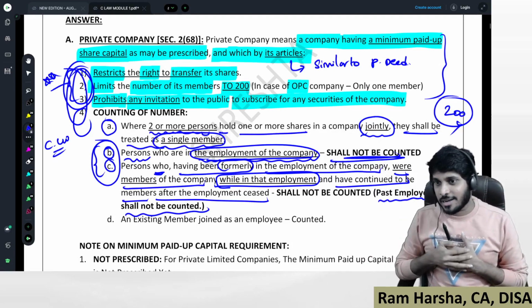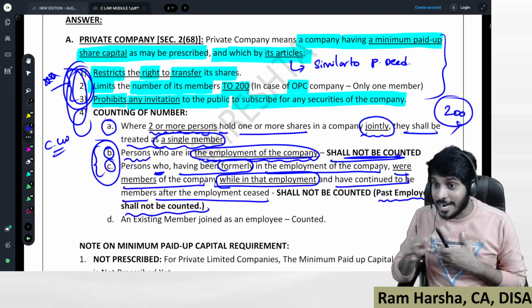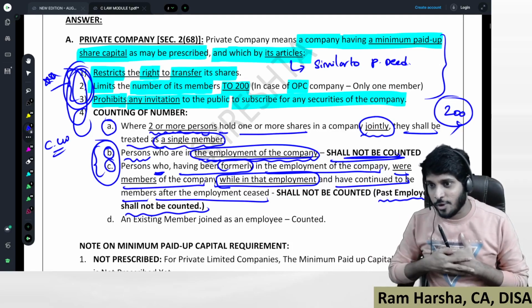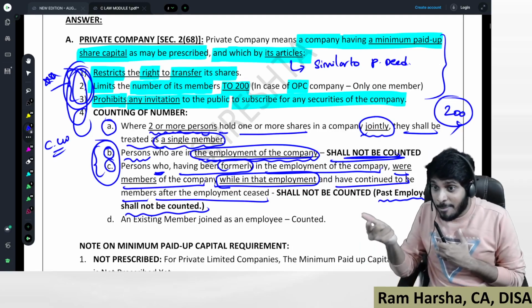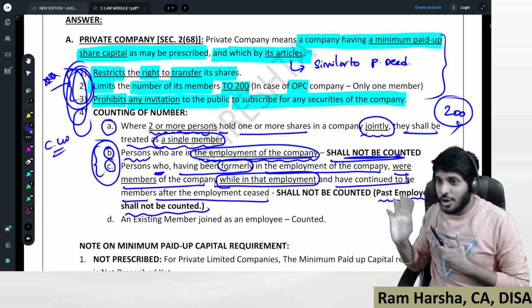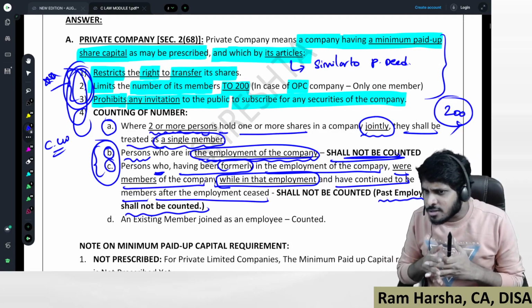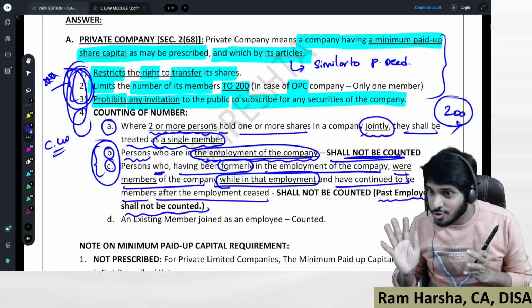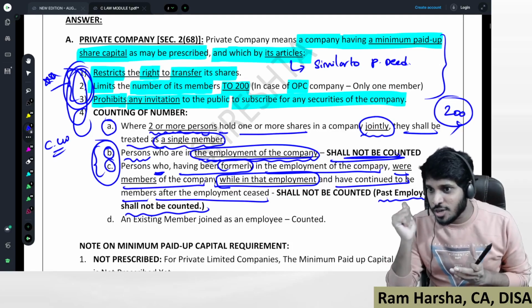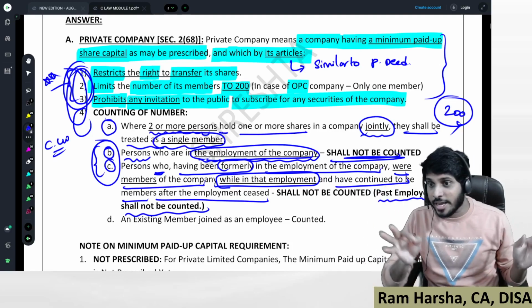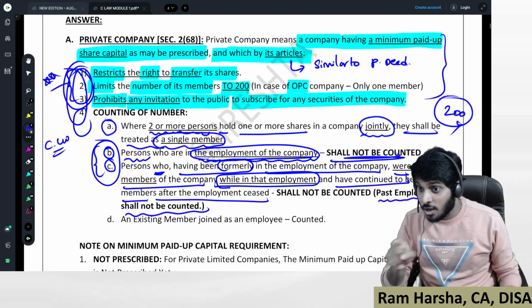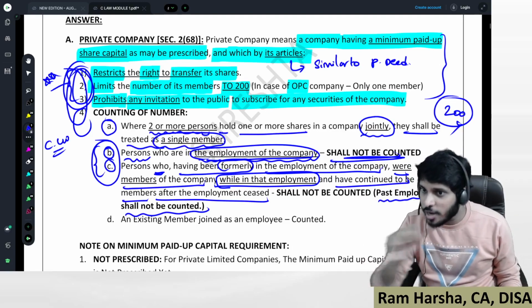Now there is a vacancy in the company. I applied for the vacancy, got selected, and I became an employee. Sir, now I'm an employee. Am I excluded from counting? No, you are considered. Why? When you got the shares, it was before you became an employee, so you're originally a member. Once you're a member, you are a member, as long as you continue holding shares.